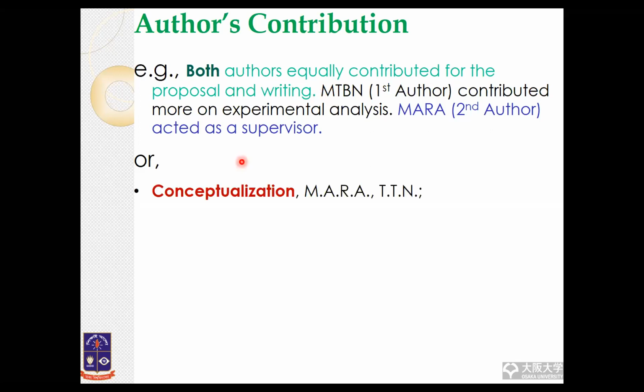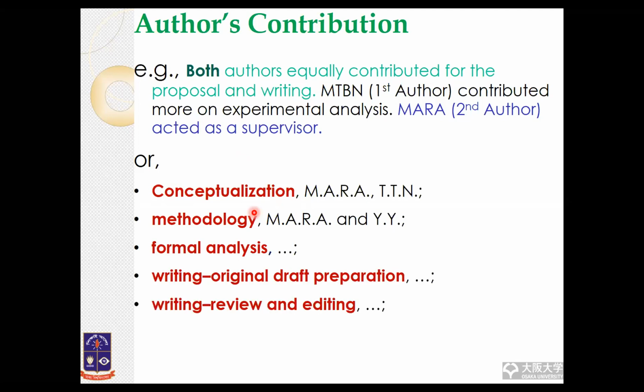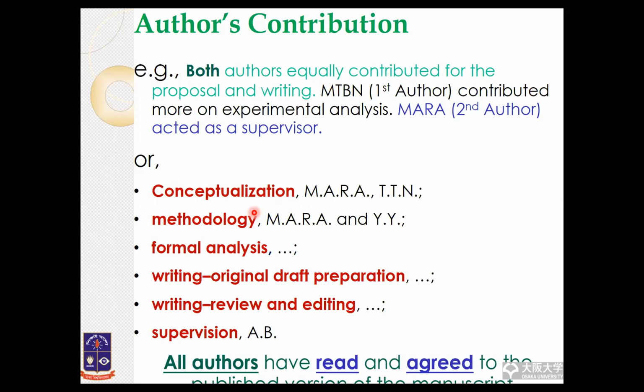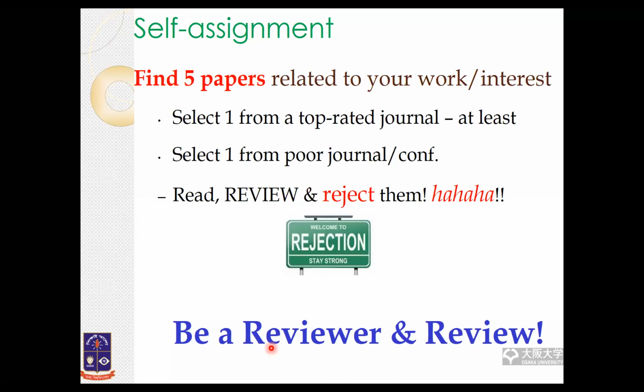You can mention which author did what, for example, conceptualization of the work, methodology, formal analysis, writing the original draft, writing, review and editing, supervision, and so on. And remember that before you submit, all authors have read and agreed to the published version of the paper, and then you submit. Now, based on what I have said, you can go for self-assignment.